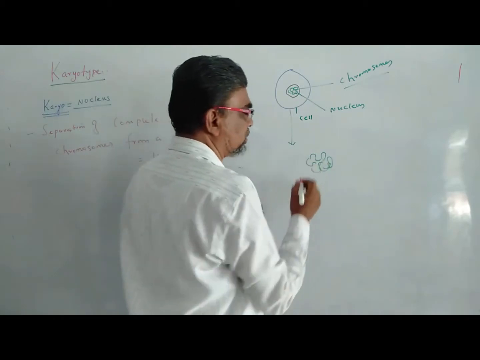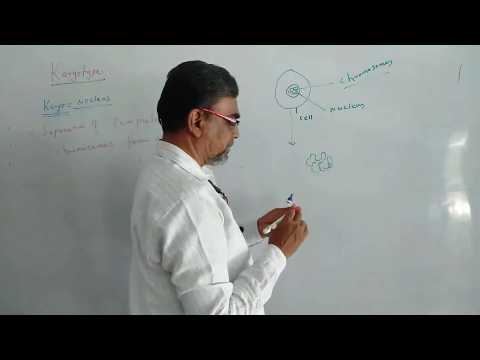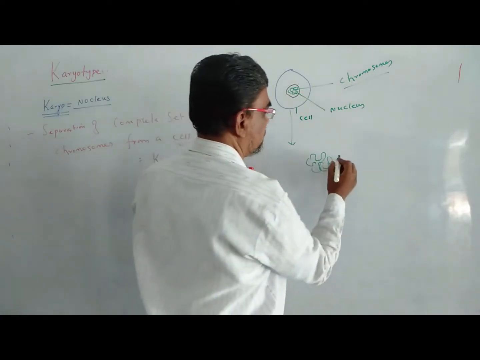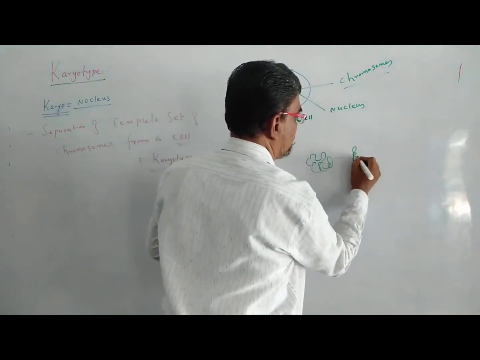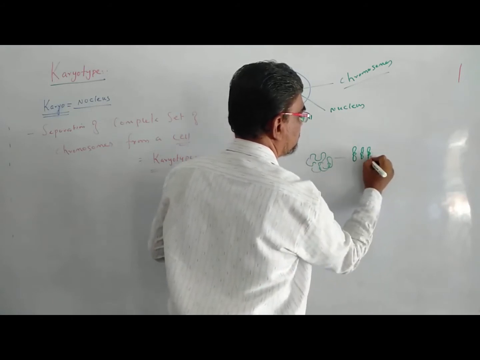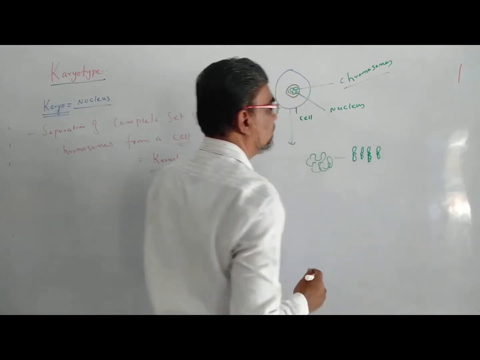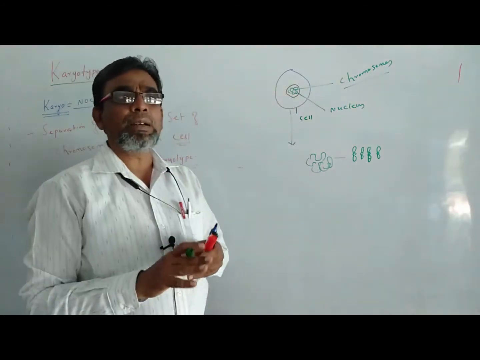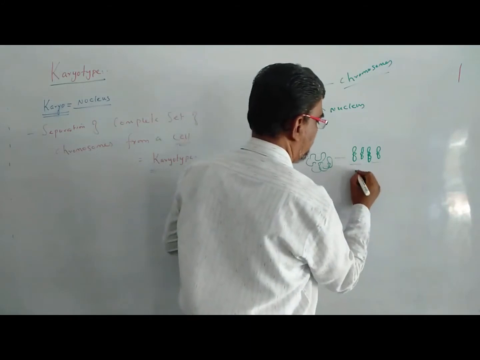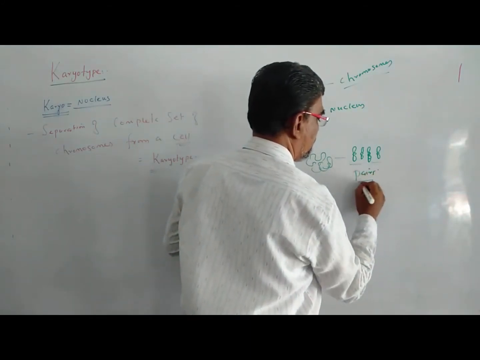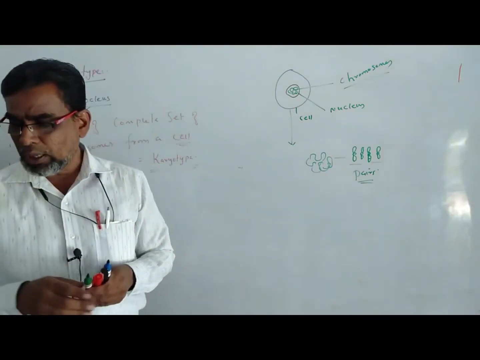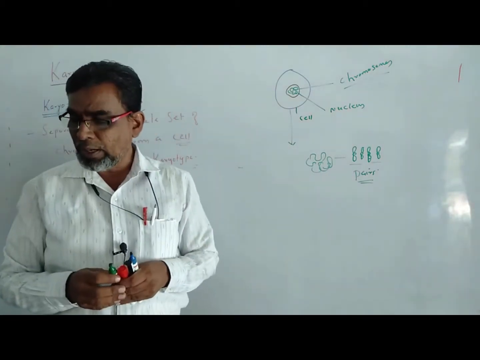So after separation, what happens? Just listen. These chromosomes are arranged into pairs. So now we know the chromosome structures are like this. We are arranging the chromosomes in pairs. Thus, this is called ideogram.